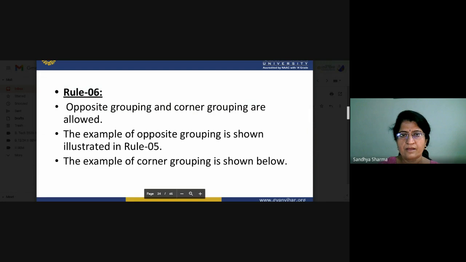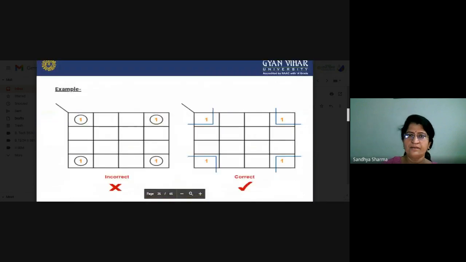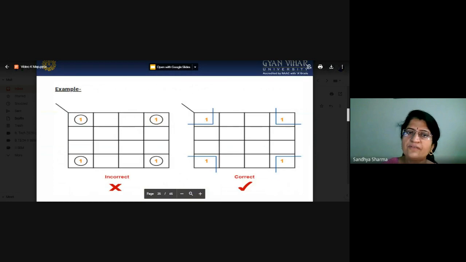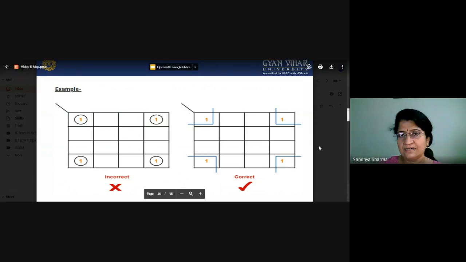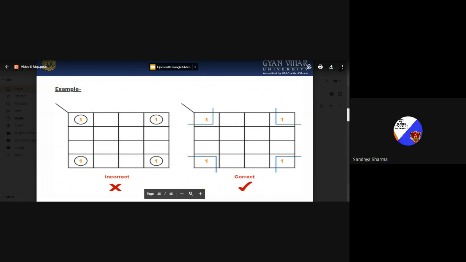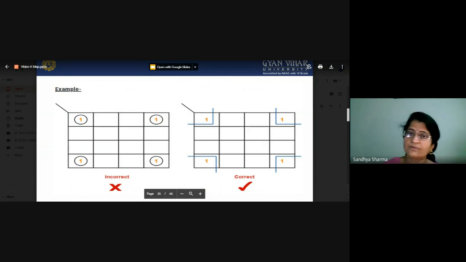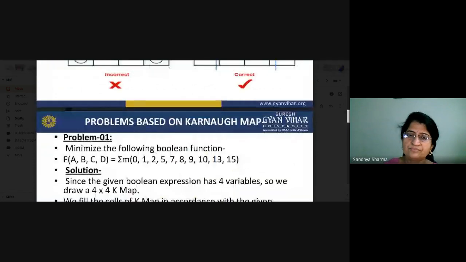Rule 6. We will make it with a proper diagram. It will be good if in the 4 corners you are given 1 and 1. You can't circle them and you can't take them independently. If the 4 corners are given 1 1 1 1, you can make a quad. Okay, you can make a quad. This is how the 4 corner 1s are used. So it is also clear to you with the diagram.